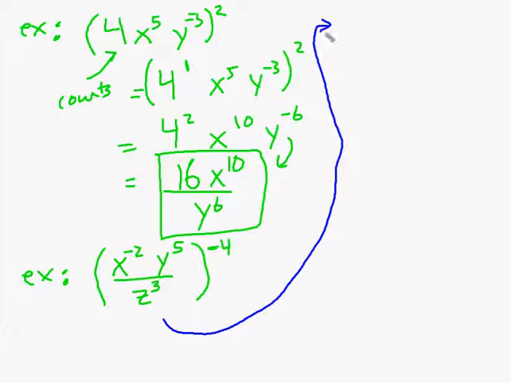Okay, so power to a power. What's negative 2 times negative 4? Positive 8. And what's 5 times negative 4? Negative 20. And what is 3 times negative 4? Negative 12. So z to the negative 12. Any questions on where I got any of that?